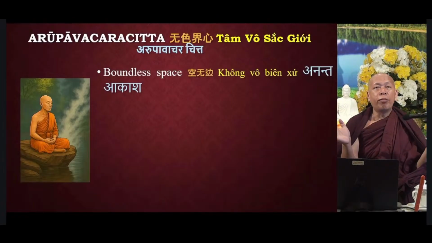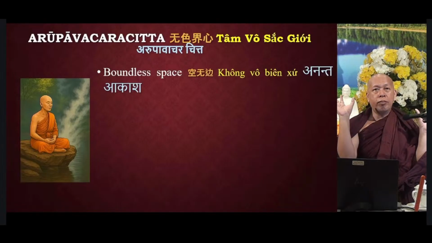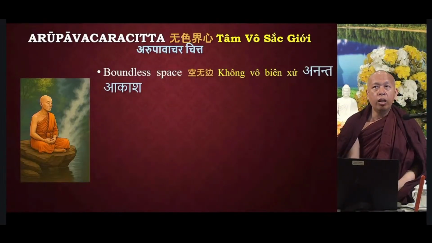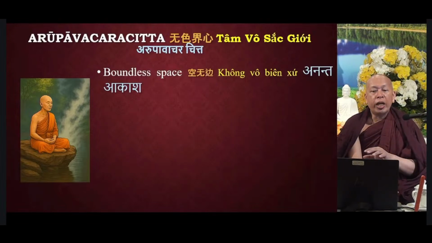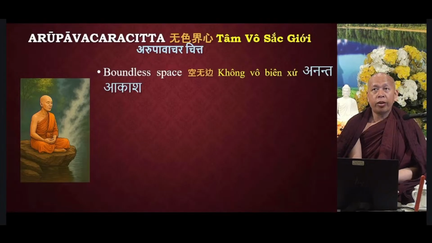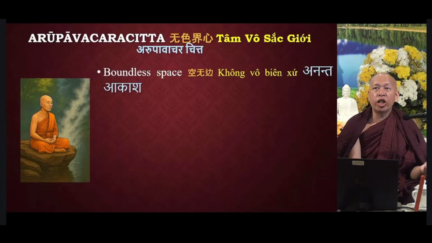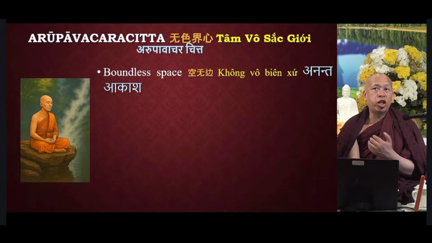Then we cannot limit the boundary. Wherever, everywhere, it must be space. Taking boundless space as object, we can enter into this immaterial jhana. That is why this is not for beginners. Without attaining kasina jhana, we cannot practice this jhana.